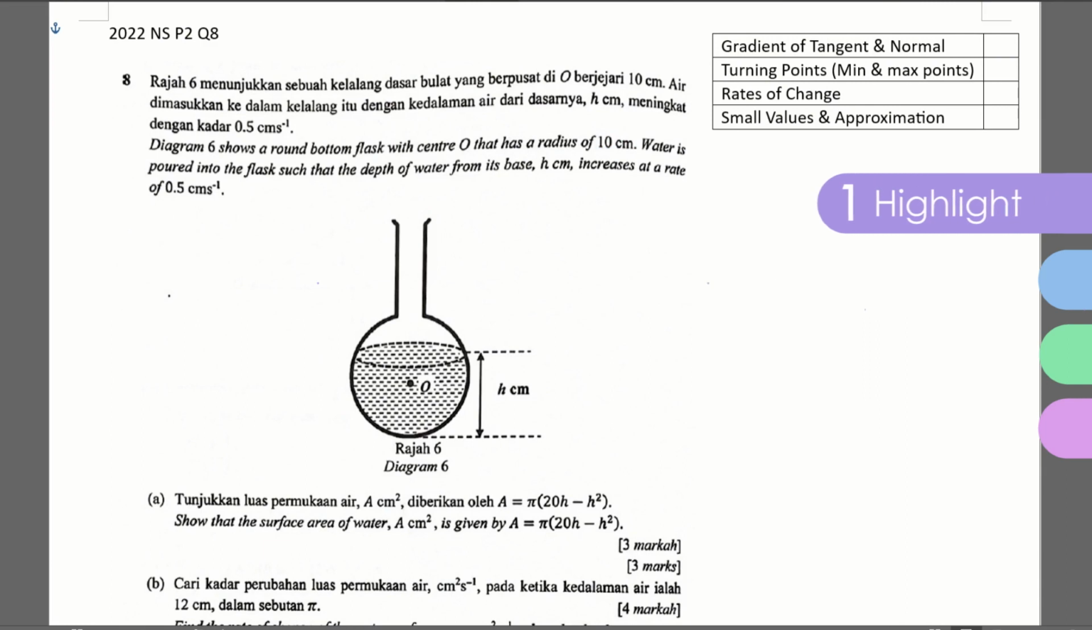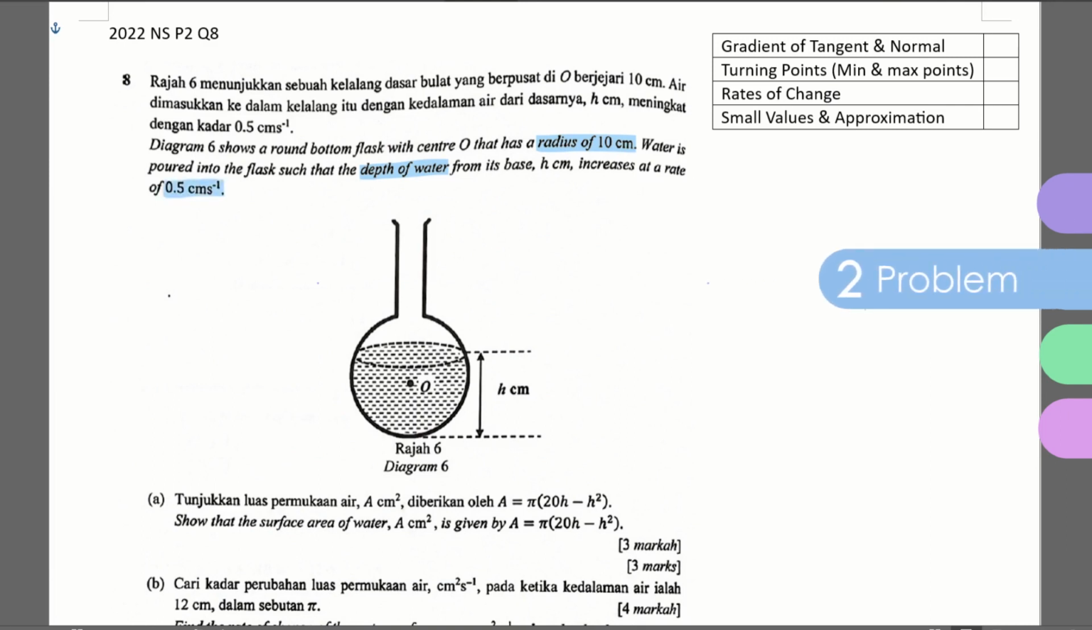So here we can highlight that the round water flask has a radius of 10 cm, and when water is poured into this flask, the height of the water increases at the rate of 0.5 cm per second. By looking at part A, they're telling us to find the surface area of the water, which is this.